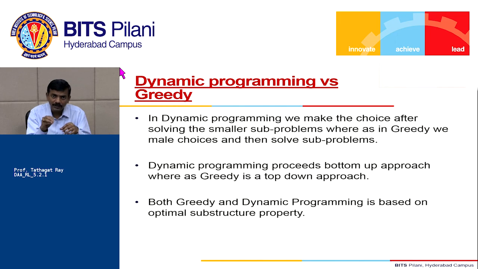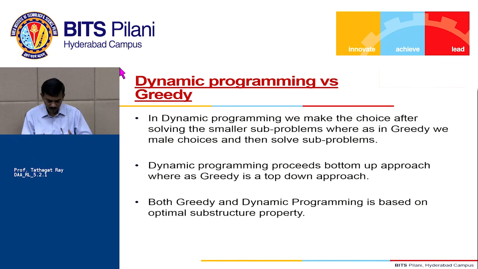So you do not make the choice first. You first solve the sub-problems recursively and then you make the choice. So in dynamic programming, we make the choice after solving the smaller sub-problems. Whereas in greedy, you do not do it like that. We make choices first and then we solve the remaining sub-problem. The only thing I need to prove is that my choice is going to be part of some optimal solution. So dynamic programming proceeds bottom-up, right?